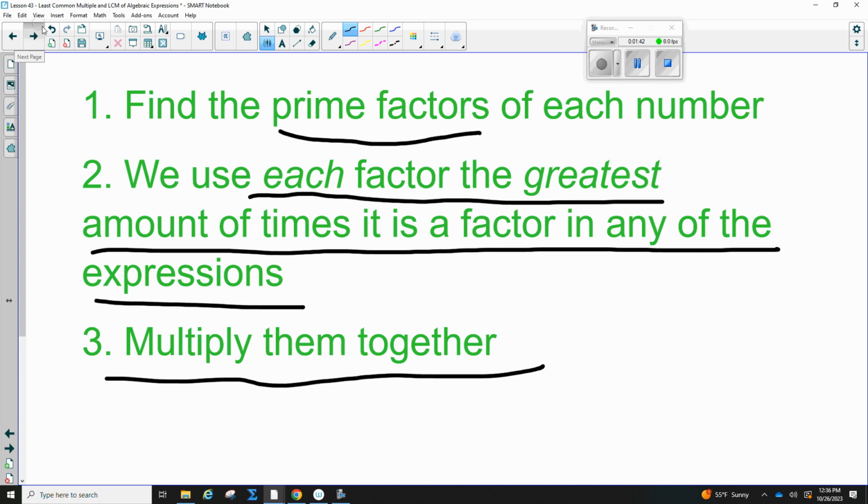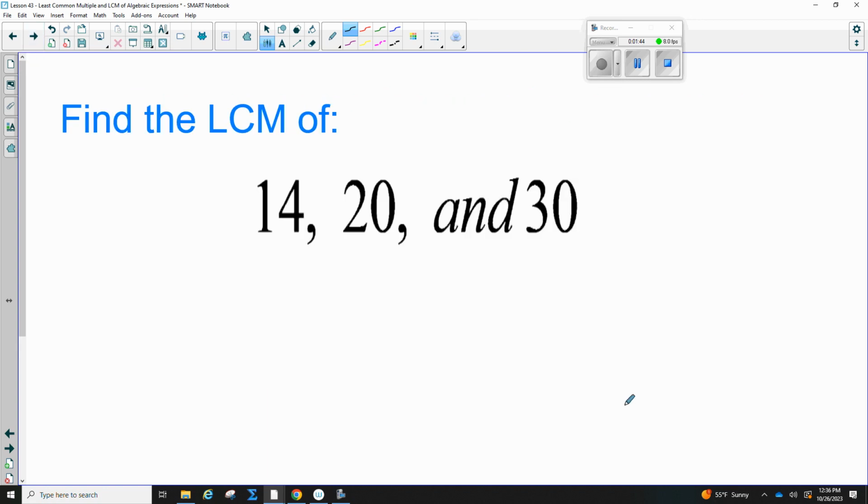Okay, so the way I used to do this, like when I was a child, I would take the biggest number, 30, and I would be like, okay, does 20 go into 30? Nope. Does 14 go into 30? Nope. So then I would go to 60. Does 20 go into 60? Yes. Does 14 go into 60? Nope. So then I would go to 90, right? And this would take forever, and you would really need a calculator, ideally. So this is a really easy way to do it without the calculator, for LCM.